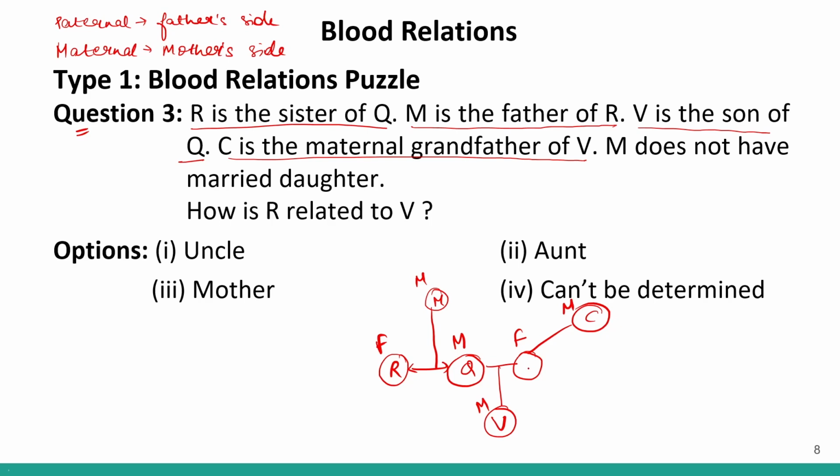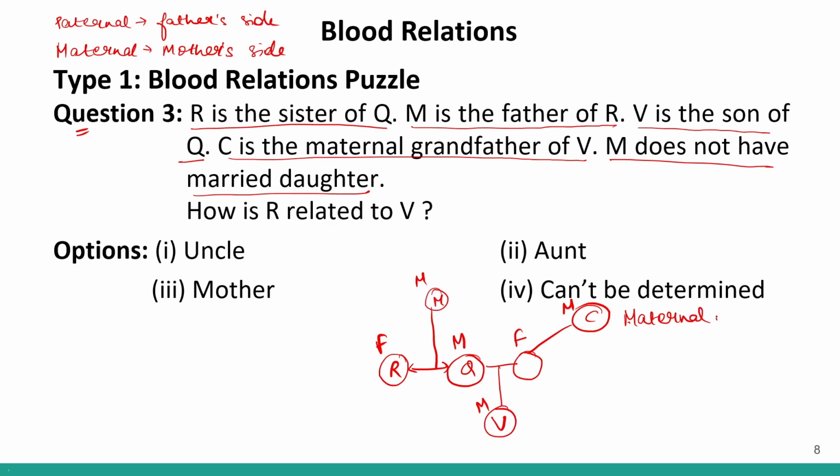This person is unknown. Okay? Now it is given to us, M does not have a married daughter. That means R is not married. Q will be the son, because Q is married and M does not have a married daughter. So Q is the son, and this person will be female. We do not know the name of this person yet, but C will be the grandmother. So C is the maternal grandfather.